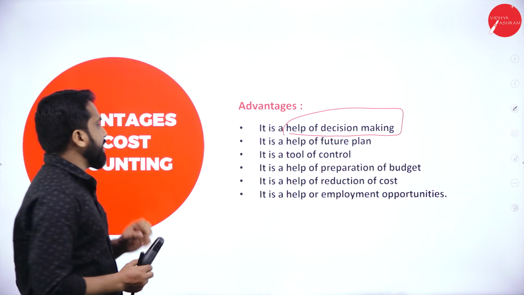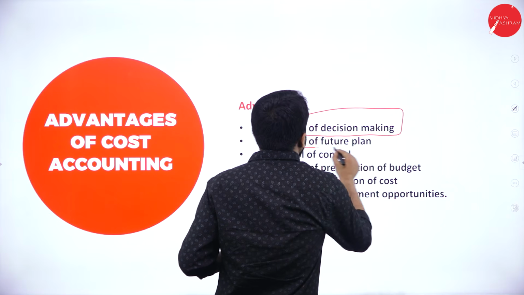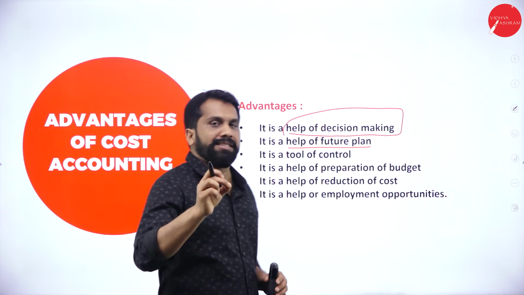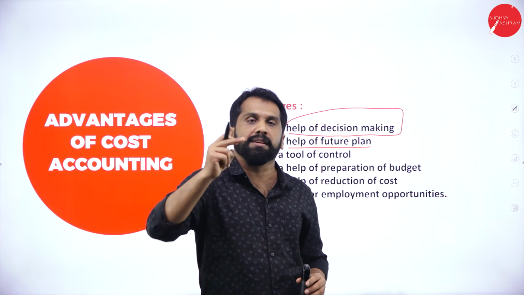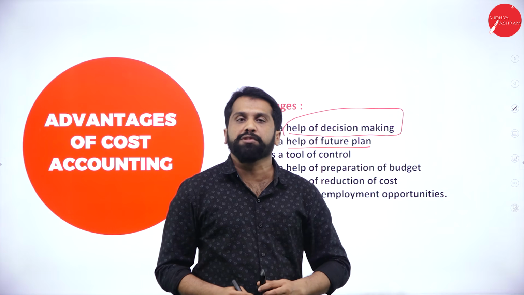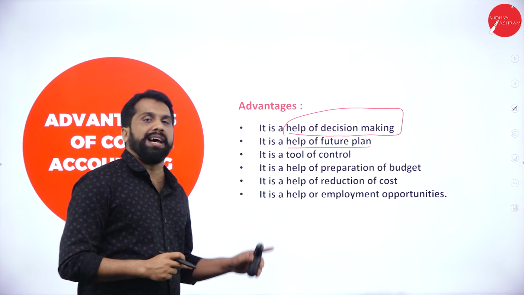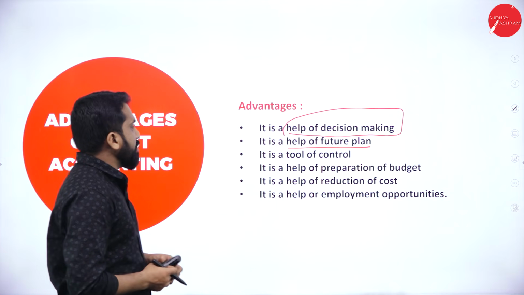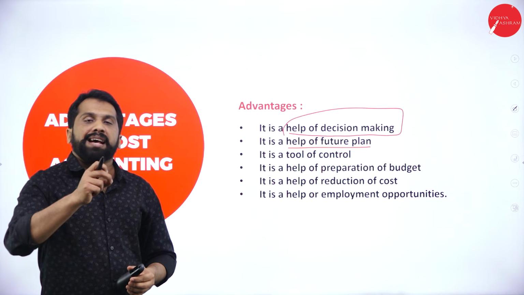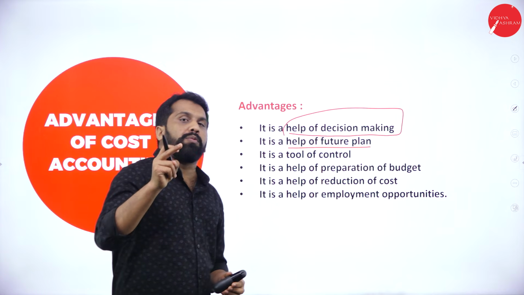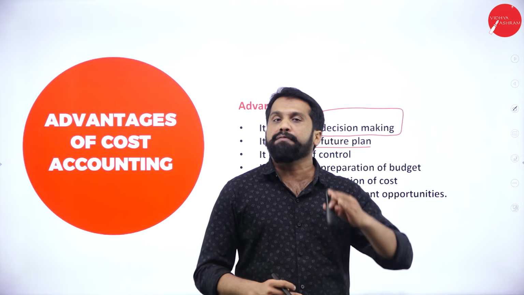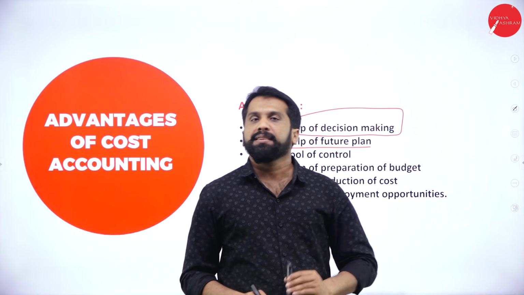First point. Second, it helps future planning. If you know that the cost of a particular product is 10, you can plan further. You will plan to reduce the cost. These kinds of future plans you can make only with the help of cost. Next, it is a tool of control. By calculating your cost, you will get to know whether we can restrict or cancel this. Those kinds of cost reduction we can do.